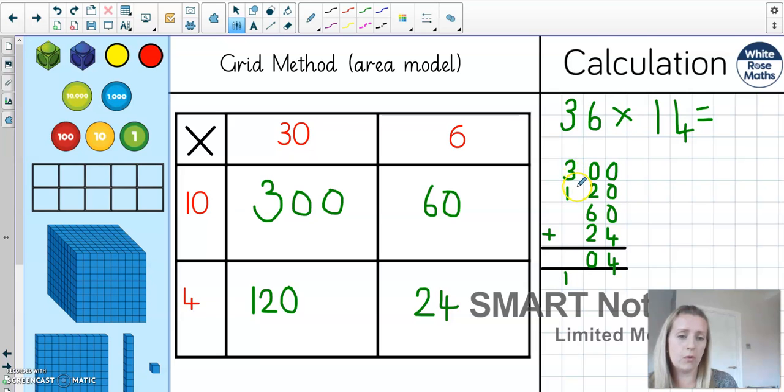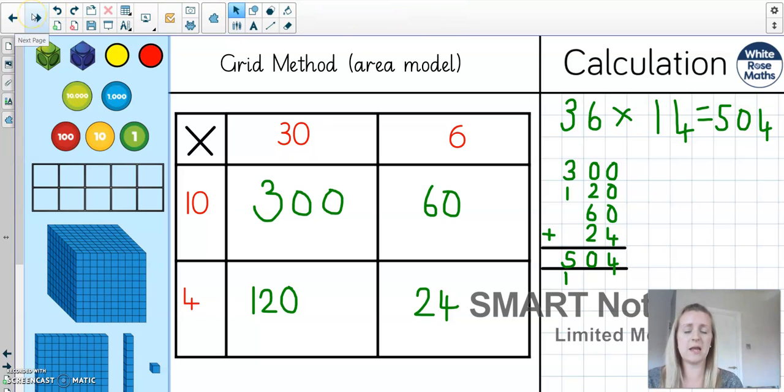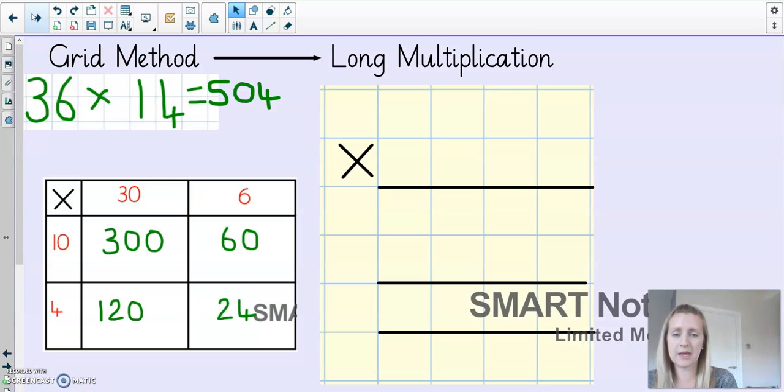3 add 1 is 4, plus the 1 is 5. So 36 times 14 is 504. Okay. So we can use this now, our knowledge of the grid method, to help us solve the same calculation but using long multiplication.